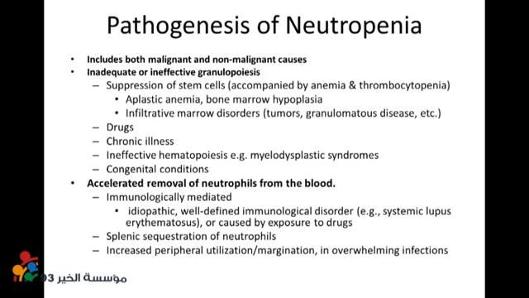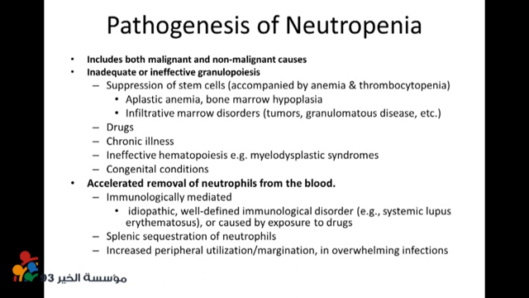And then you have accelerated removal of neutrophils from the peripheral blood, or what we call peripheral destruction or consumption, which is the second big category. Usually these are immunologically mediated. We often call those idiopathic, where a well-defined immunologic disorder may be understood, as in systemic lupus erythematosus, or if we don't know the condition, then we call it idiopathic. Other causes may also include drug effect.